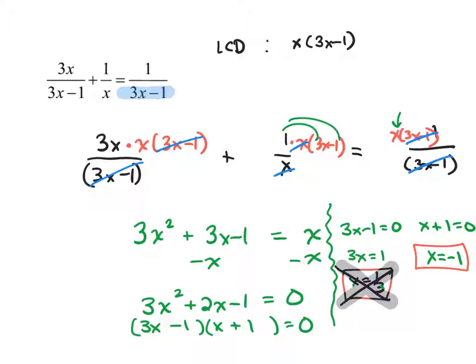Now, if I put in negative 1, it is not going to be a problem in any of the denominators, so my only solution is the x minus 1. There will be cases where both solutions don't work. You can have ones where they both work. Anything is really possible with that.